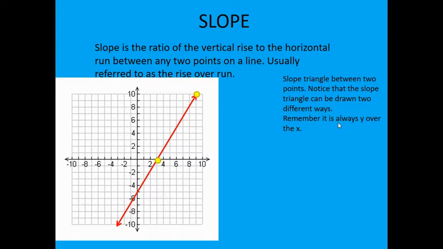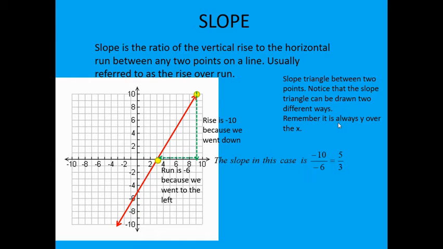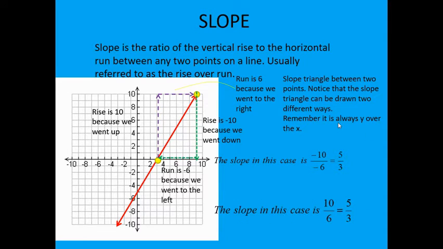Okay, so in this first case, we come down 10. Rise is -10 because we went down 10. Run is -6 because we went to the left. The slope in this case is -10 over -6, which simplifies to 5/3. Okay, we can do this another way. We could rise 10 as we go up 10. Run 6 because we went to the right. So the slope in this case is 10 over 6, which is equal to 5/3.